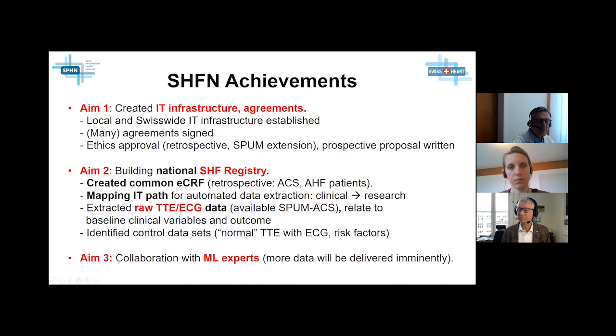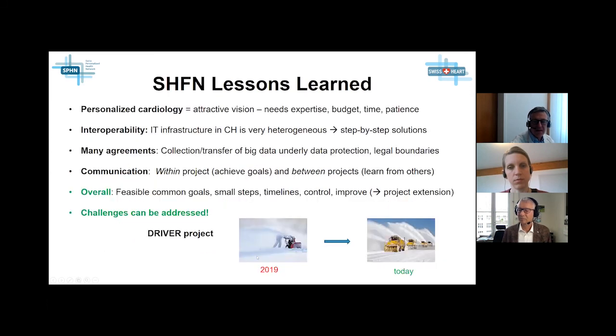And we're very happy to have the collaboration with the machine learning experts at ETH, with your group and your colleagues, Joachim, and look forward to data delivery to you very soon.